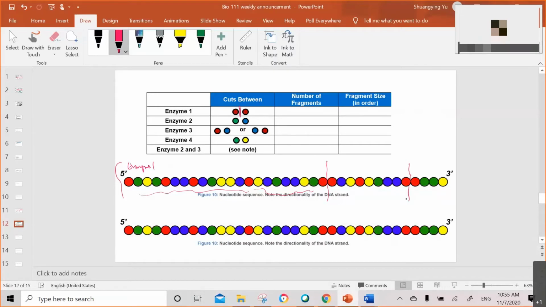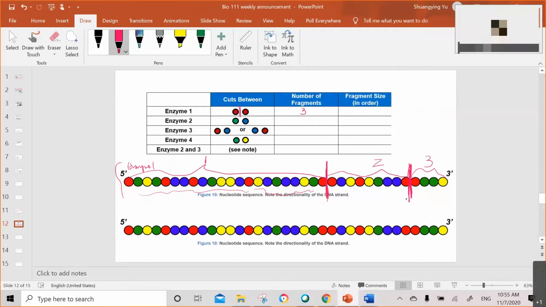So this generates how many fragments? 2. Huh? Is it 2? No, 4. Look again. So it's going to cut to 1 fragment, but... So this is 1 fragment, correct? Yeah. Okay. Is this a fragment? Yeah. Is this a fragment? Yeah. So how many fragments? So 3. 3, right? So if you cut at 2 places, that's going to generate 3 fragments. So the number for enzyme 1 is 3.